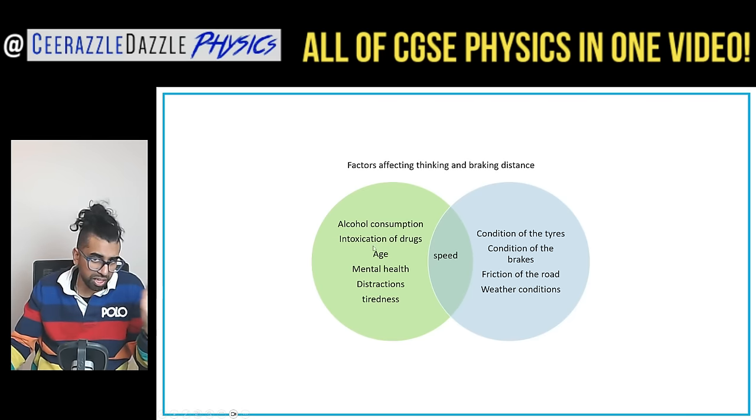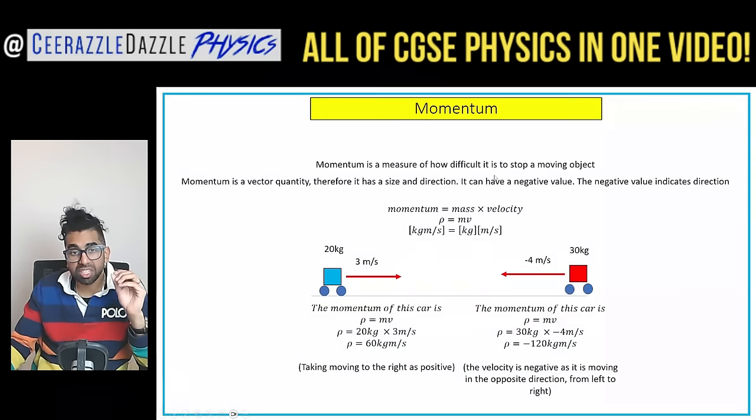Speed is affecting both your thinking distance and your braking distance. So the faster you are, the greater your thinking distance and braking distance will be. Momentum. Momentum is simply how difficult it is to stop a moving object. Momentum is a vector quantity, therefore it has a size and direction. It can have a negative value. The negative value indicates the direction.